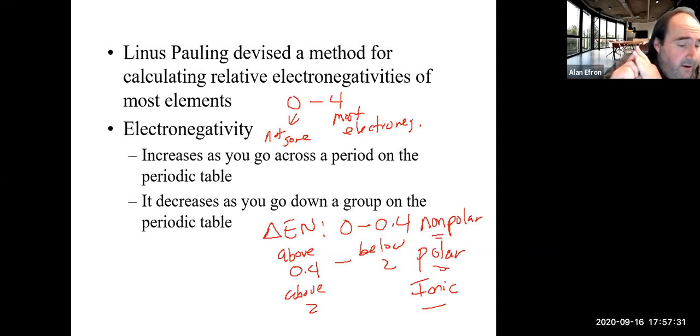I'll be honest with you, for ionic, you don't even need these values. As soon as you see it's a metal and a non-metal, put ionic.